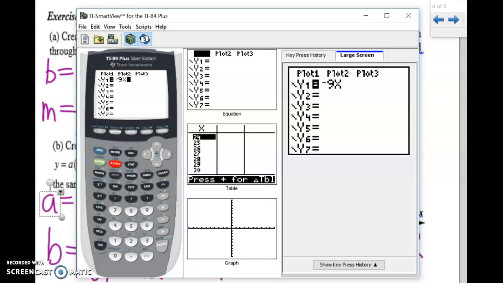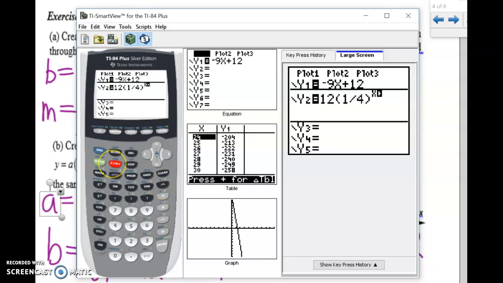Follow it up by x, and then add the y-intercept at 12. Scroll on down, hit the down arrow, enter the next one, again exactly as you see it. The y-intercept goes first, then parenthesis to show multiplication. To do the fraction, just do 1 divided by 4 to make a fraction, close it on out, and then raise it up to the x power.